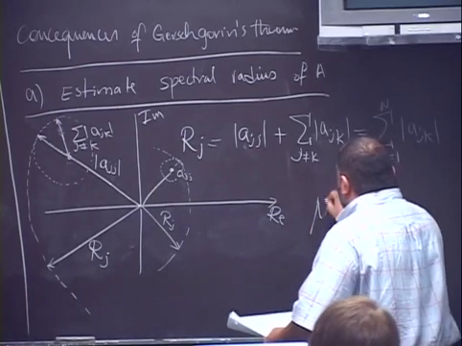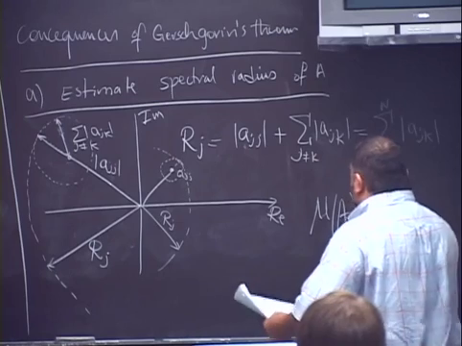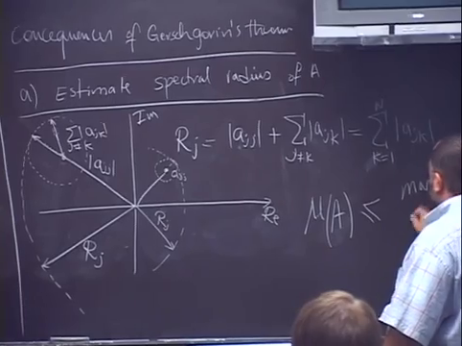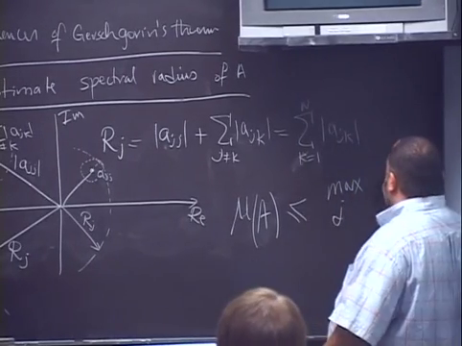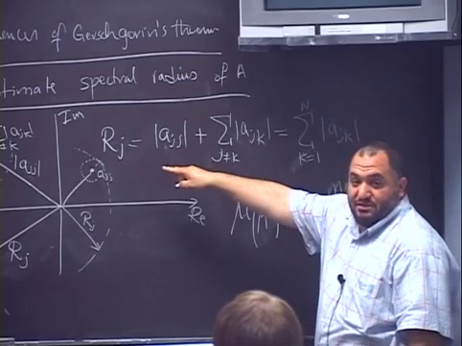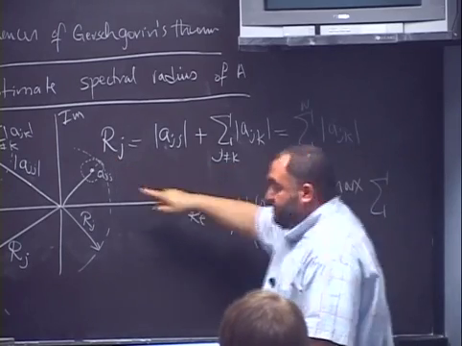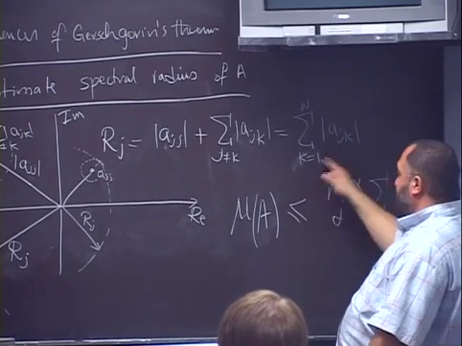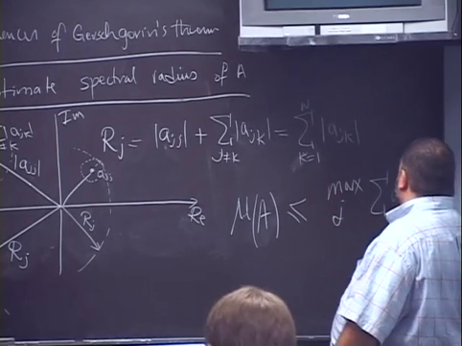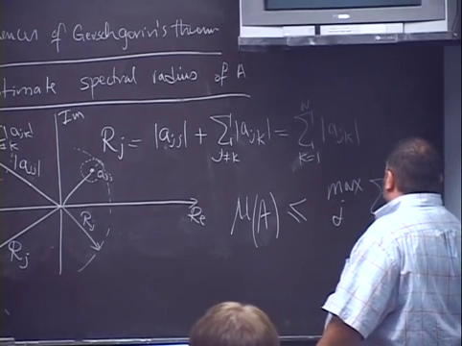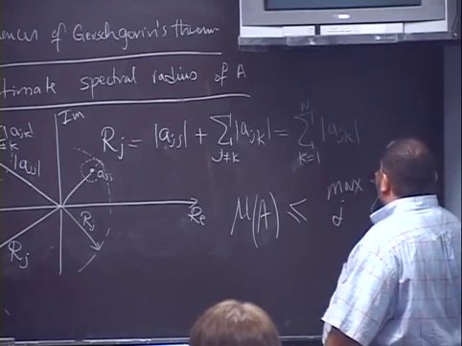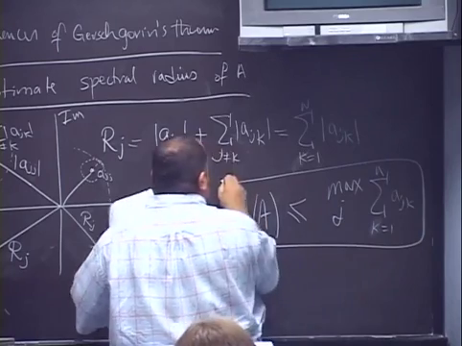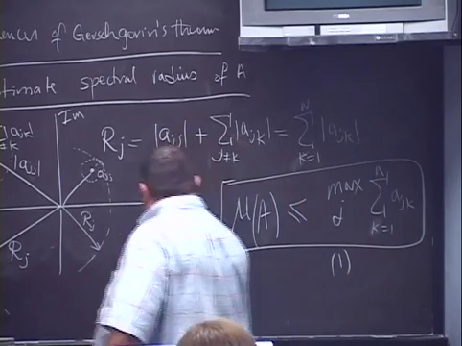So the spectral radius, as we defined it last time, mu of A will be just less than or equal to the maximum over j of the radius Rj, which is the summation of all the row's elements including the diagonal. So this is Ajk, where k equals 1 to n. So this is just one of the consequences, and we will call it consequence number 1.